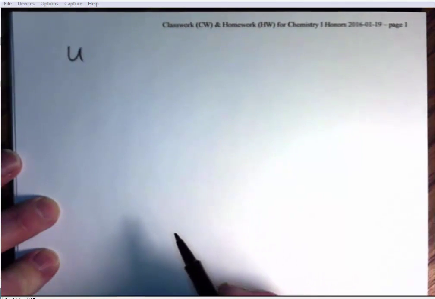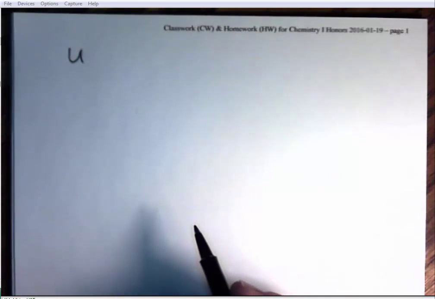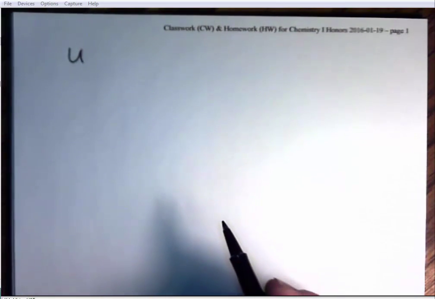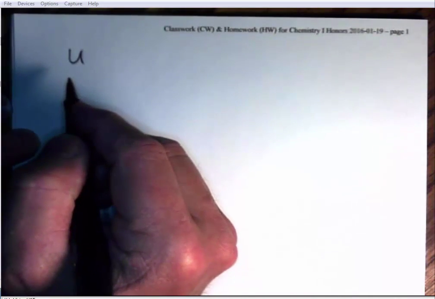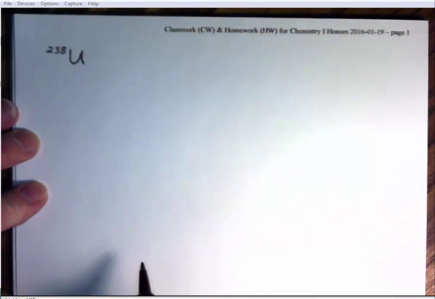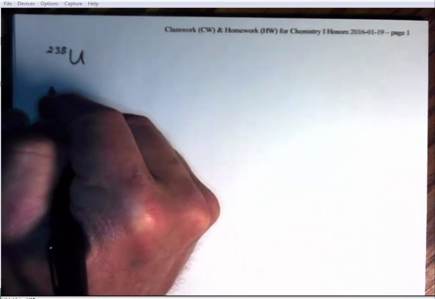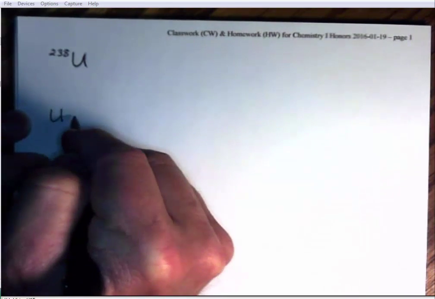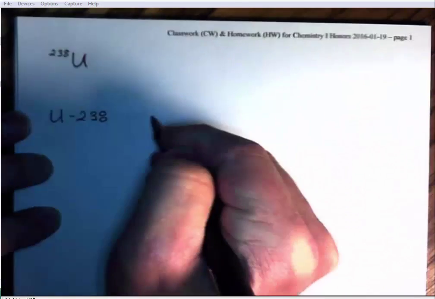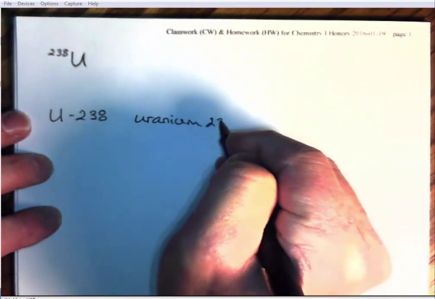All right, so U is the symbol for uranium, okay? And we're going to write a nuclear symbol for it. When we're talking about nuclear equations, we need to look at which isotope we're dealing with, okay? So let's start with uranium-238. That's the most common isotope of uranium, 238. There's the mass, and that's why we call it uranium-238. If we were giving this a name, we would call this uranium-238, which we can also write as U-238 or uranium-238. Okay.